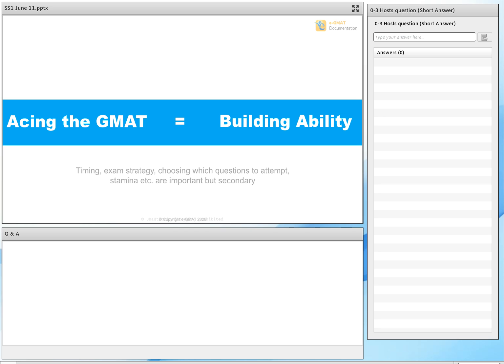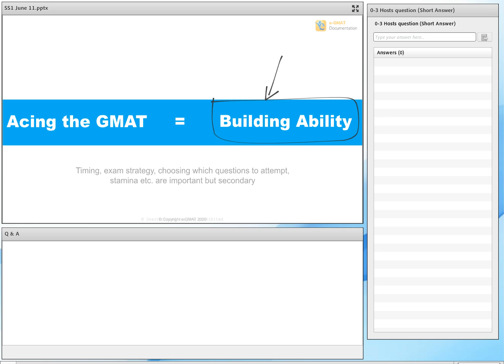Okay, so coming back to this, the first thing when it comes to acing the GMAT is building ability. You've talked about practice. You've talked about being strategic. All of that is important, but it's important after you have ability. If you don't have ability, nothing else matters on the GMAT. And that is the first thing I want you to take away from this webinar.